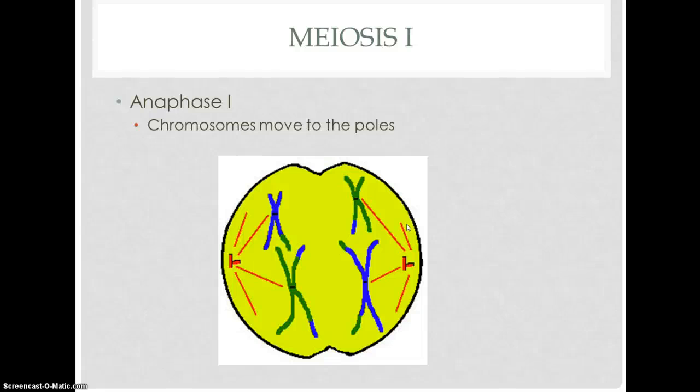Then we have anaphase 1. The key term here is apart. Chromosomes move apart. The homologous chromosomes separate, and we have one here and one here, one here and one here. So they're on the poles of the cell. So this is anaphase 1.